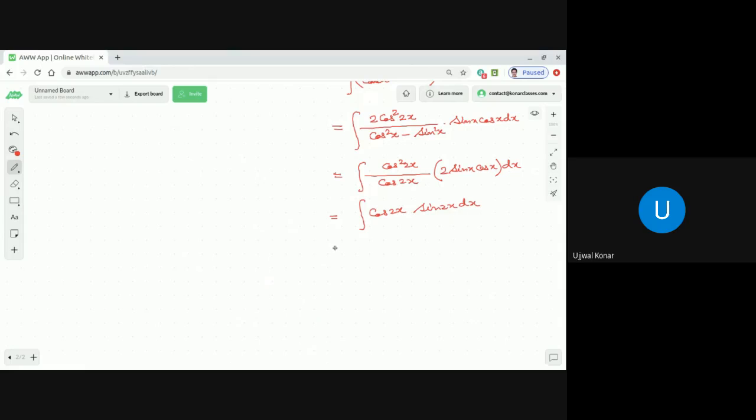Then what we can do here, dear students, is I can write again 1 by 2 here, and 2 sin 2x into cos 2x dx. Correct? And that is equal to what? 1 by 2 into integration of sin 4x dx. Because 2 sin x cos x is sin 2x, so sin 2x into cos 2x would be sin of 2 into 2x, that is sin 4x. Correct or not?